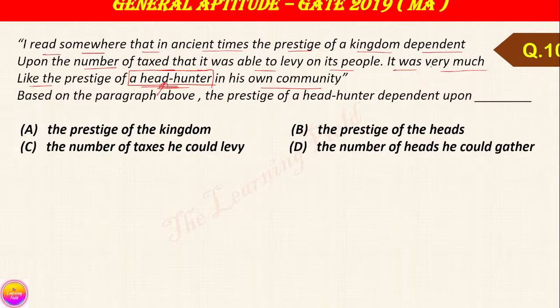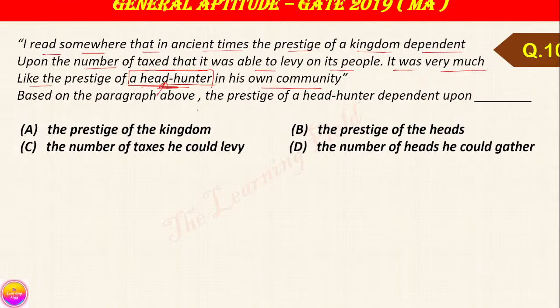Okay, so it is very like prestige. That means he or she acquires prestige in their own community if he takes the heads of some men. Okay, so in ancient time, the prestige of some kings or kingdoms was like this. Headhunters, that means they take the heads of some people, of some tigers, or suppose deer also, you can say in this case.